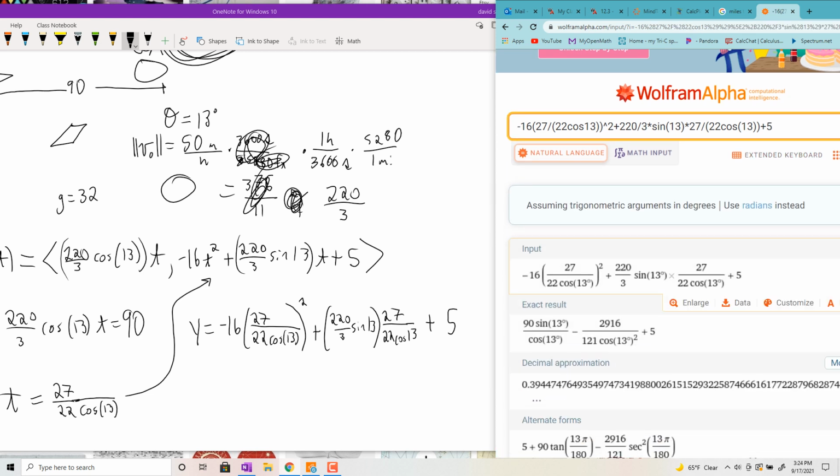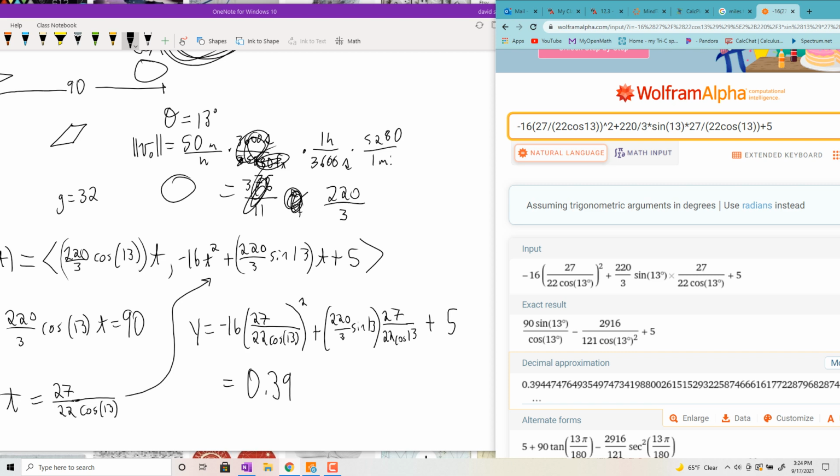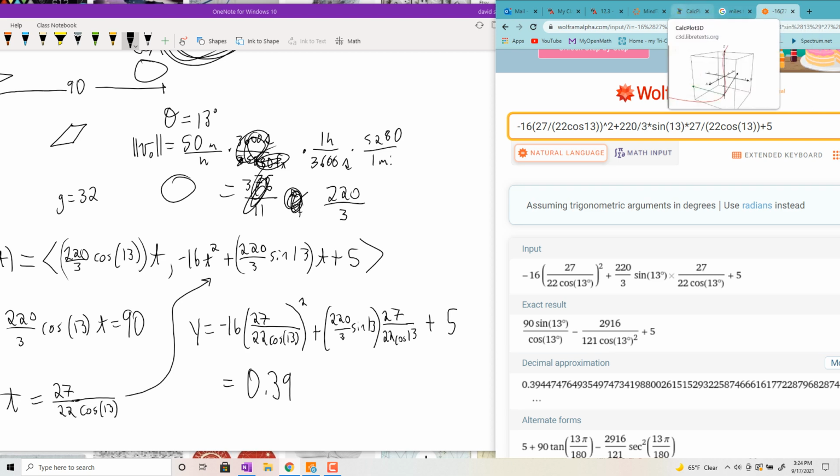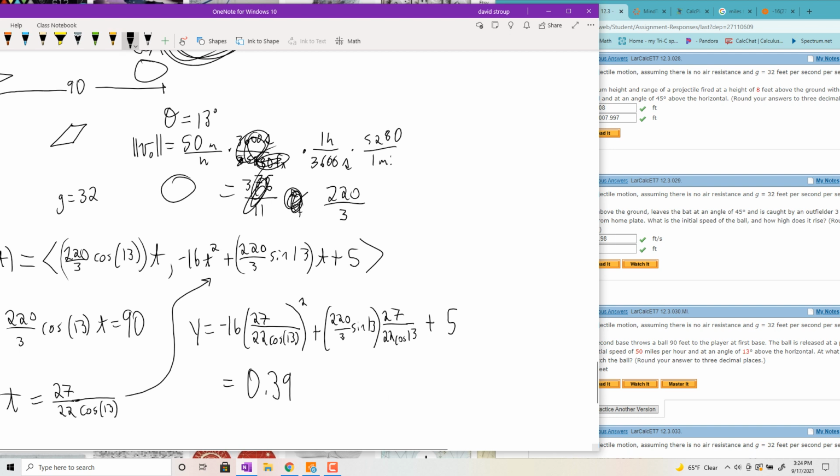It should give you a nice looking answer. Okay, so good, it gave it to me in degrees. 0.394. So the height is ultimately 0.39. I don't know how many decimals they want. 3 probably. Yeah, 3 decimals. 0.394.